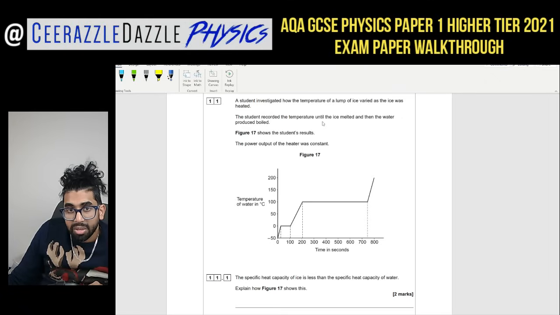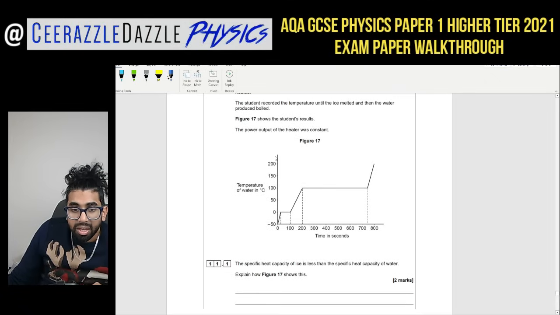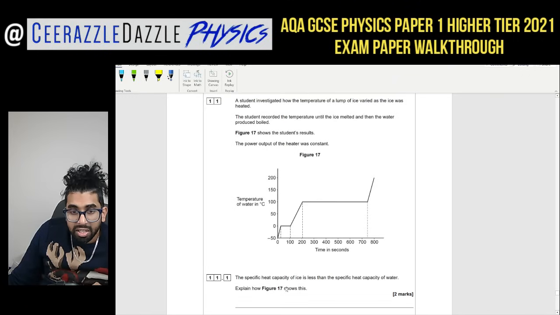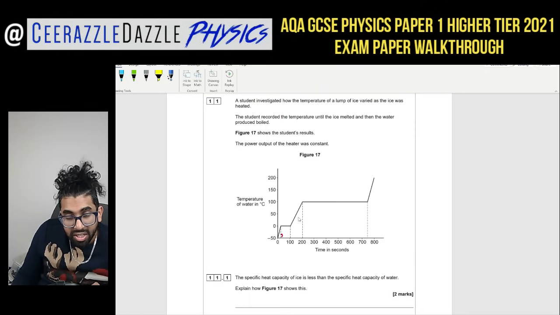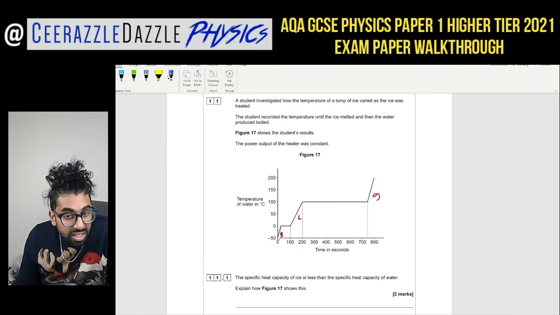The student recorded temperature until the ice melted and then the water produced boiled. The specific heat capacity of ice is less than the specific heat capacity of water. How do we know this? Okay, so first of all, when you're looking at this graph, this is a solid, this is a liquid, and this is the gas state. So we can see that the gradient of this line is steeper than this one over here. We can see that obviously this one can heat up in a shorter amount of time.